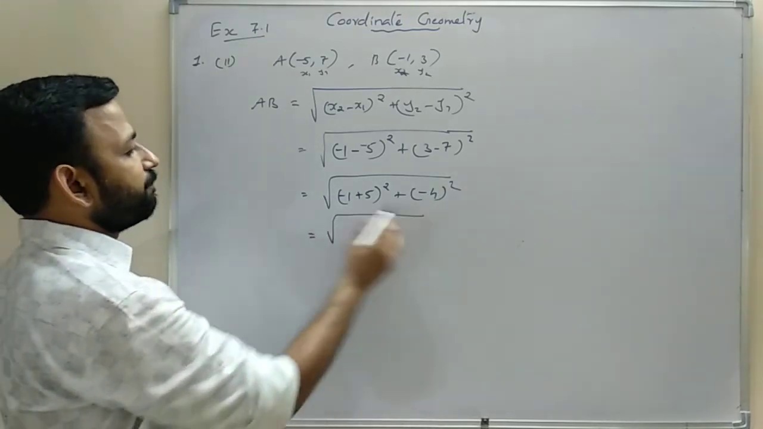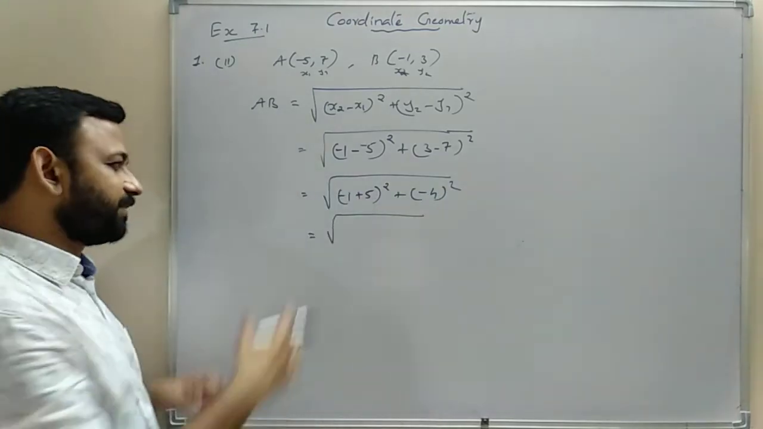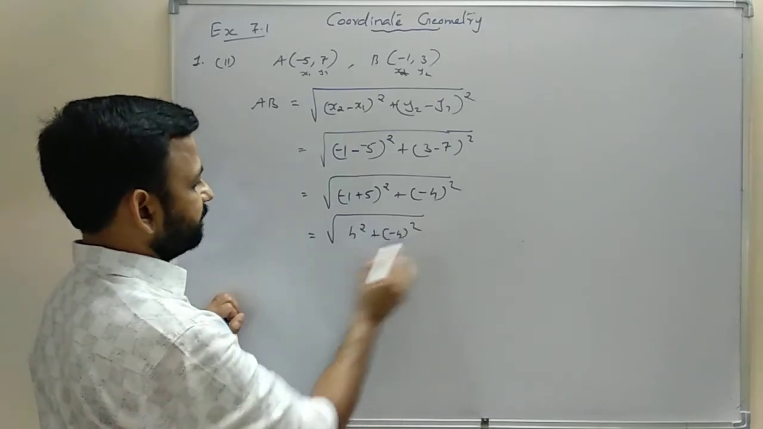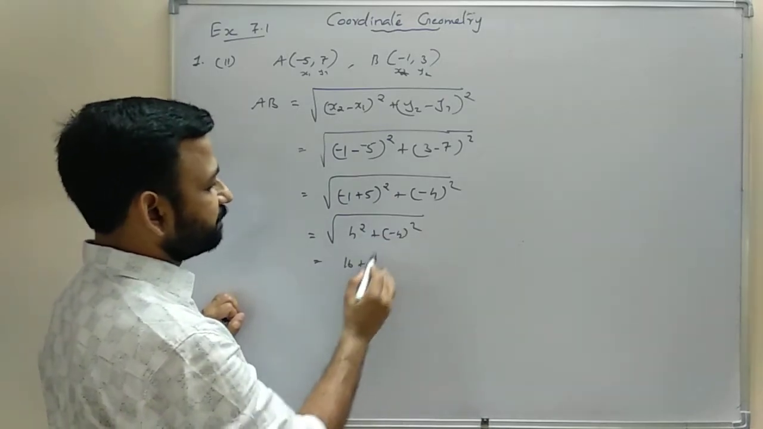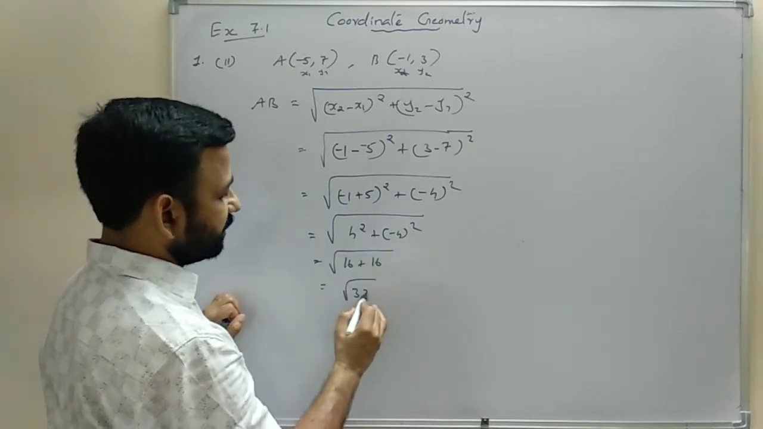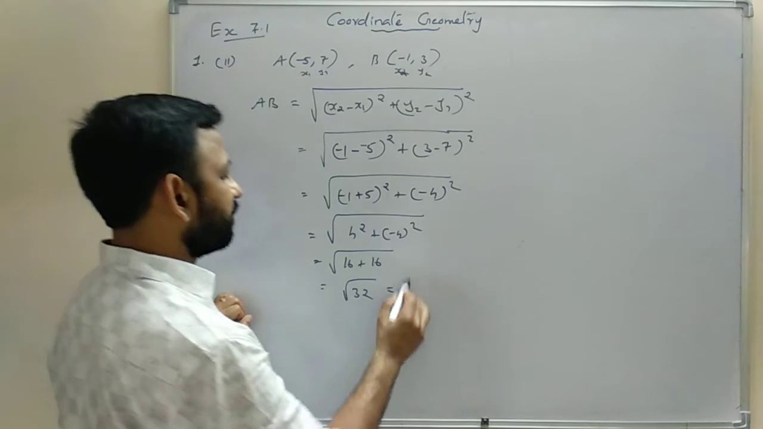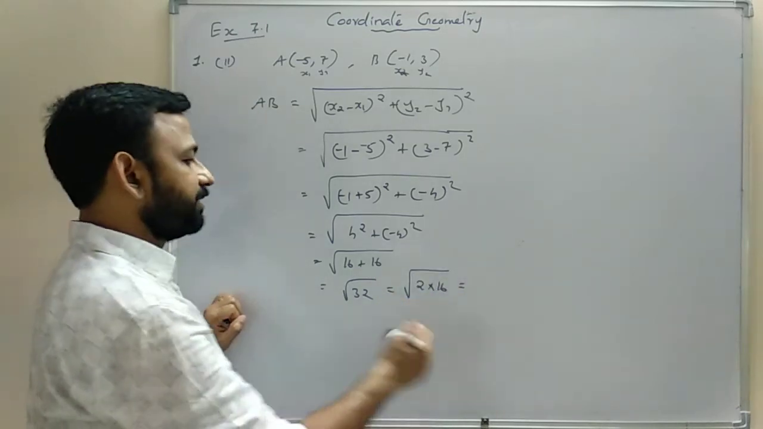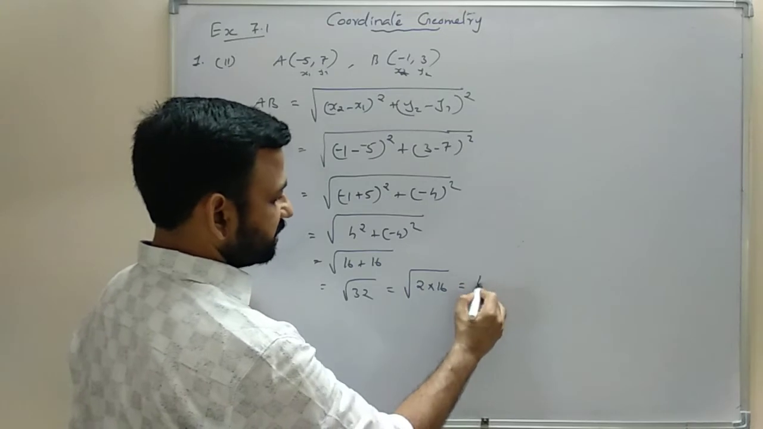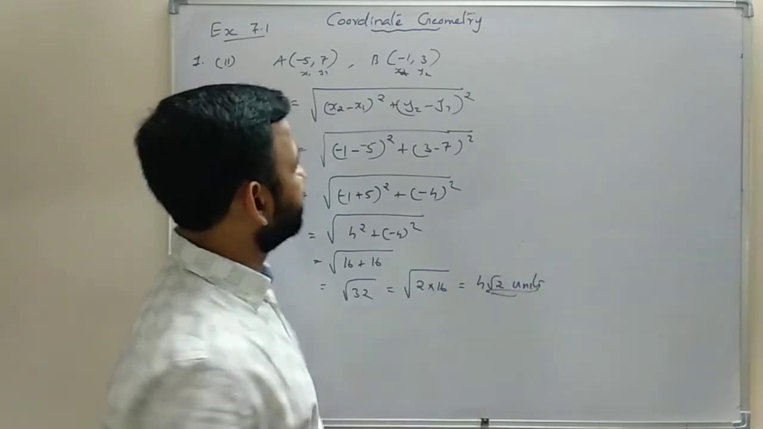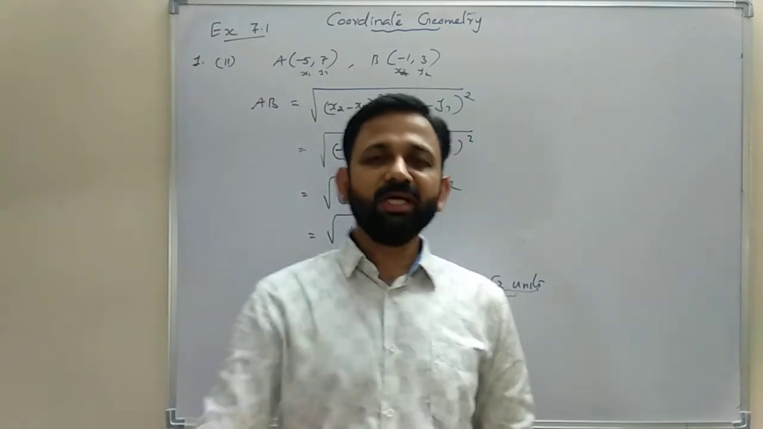Then square root of minus 1 plus 5, that is 4 square, plus minus 4 square. So 4 square is 16, minus 4 square also 16, that is square root of 32, that is square root of 2 into 16, that is 4 root 2 units. So this is the distance between the 2 points by using the distance formula.